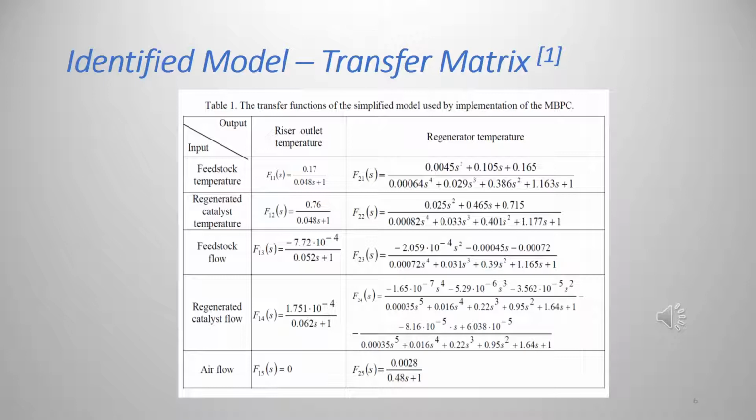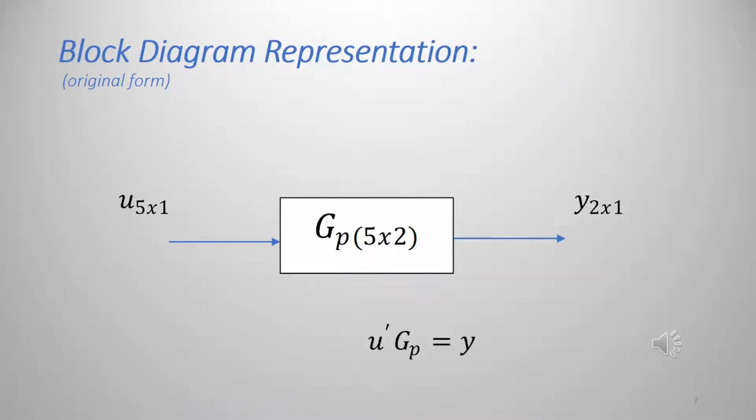So as you see, the mathematical model is presented in frequency domain, and it is a matrix, basically 5 rows and 2 columns, a 5 by 2 matrix. This is the transfer matrix of the plant. Here in this slide, the block diagram of the plant is shown, and also the dimensions of the plant matrix, input vector, and output vector. This is the original form of the model.